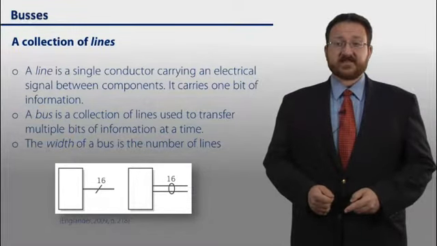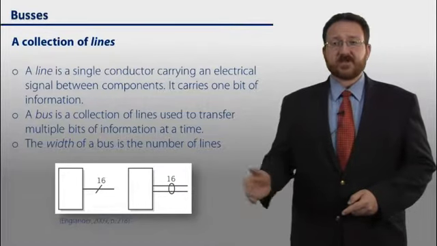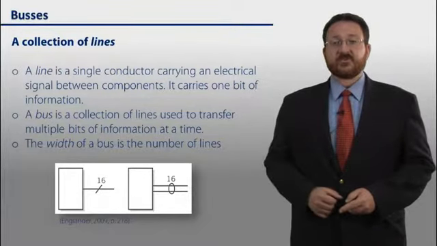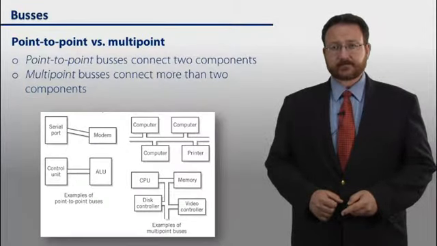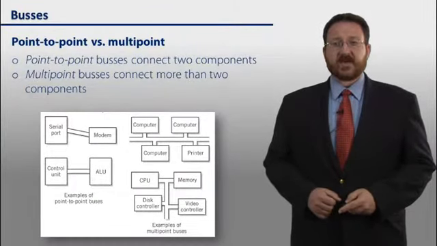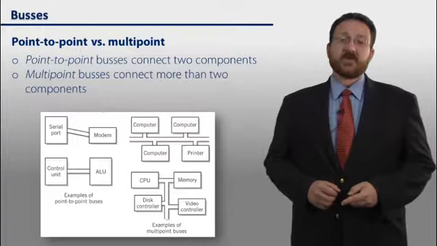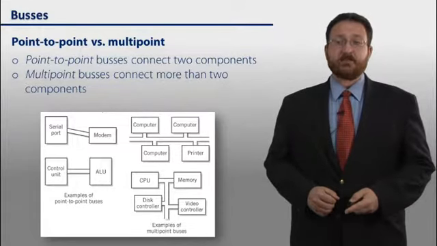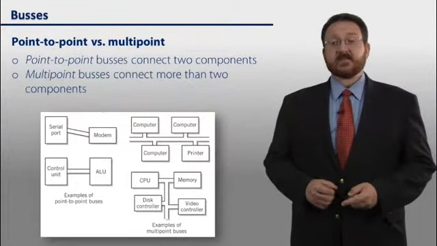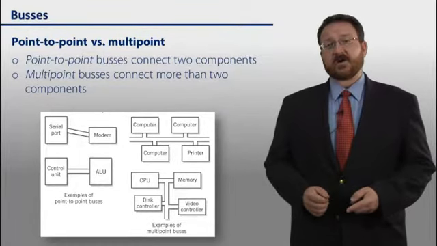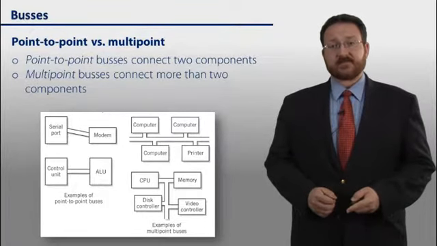The width of the bus, then, is the number of lines. So in this illustration here, what we see is two different ways of representing a 16-bit bus. Buses can come in two different flavors. They can be point-to-point buses, which connect only two components, or they can be multi-point buses that connect more than two components. In the little man computer, the bus that we saw was a multi-point bus.